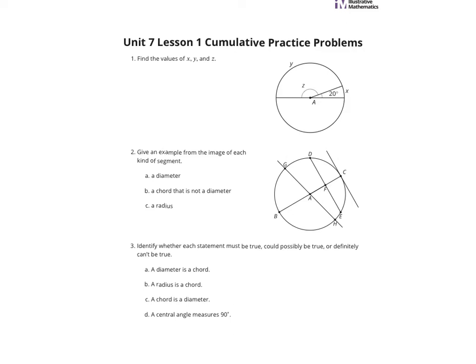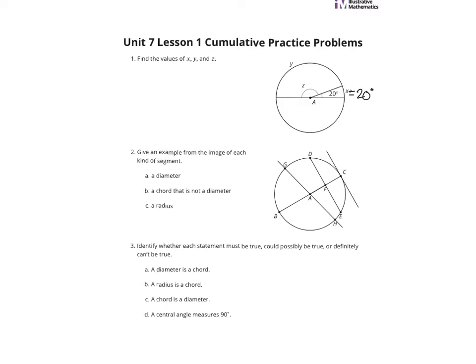So this is Unit 7, Lesson 1, Practice Problems. So let's take a look at this. In this first problem, we're given a 20-degree angle and they'd like to know the measures of x, z, and y. So my 20-degree angle is a central angle. The vertex is on the center A, so I know that an arc is equal to its angle. So I know the arc is 20 degrees.